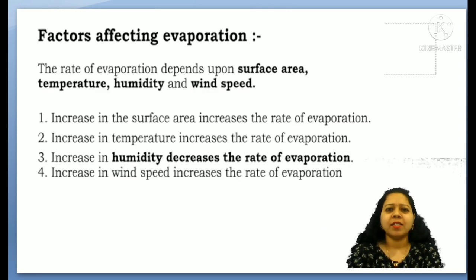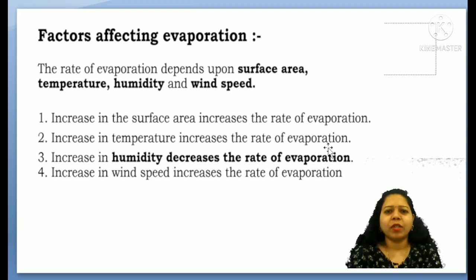How these factors affect the rate of evaporation, we'll see one by one. Increase in the surface area increases the rate of evaporation. Means if surface area is more, rate of evaporation is also more. Increase in temperature increases the rate of evaporation. If the temperature of the atmosphere is more, rate of evaporation is also more.